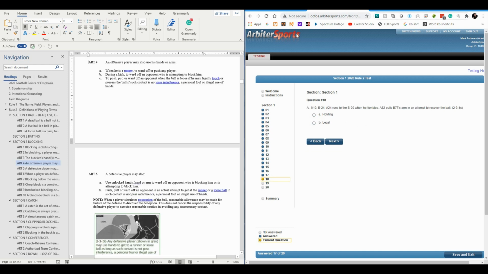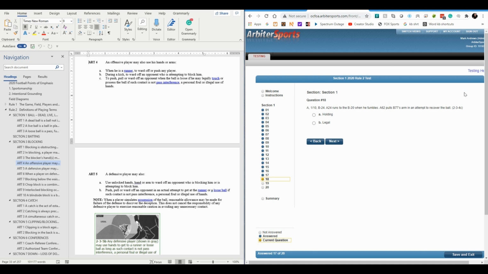All right, question 18. A 1st and 10 from the B24. A24 runs to the B20 where he fumbles. A62 pulls B77's arm in an attempt to recover the ball. Is that holding or is it legal?